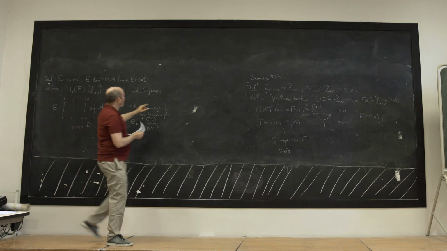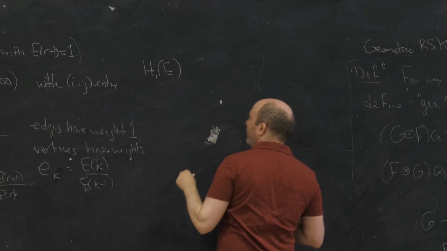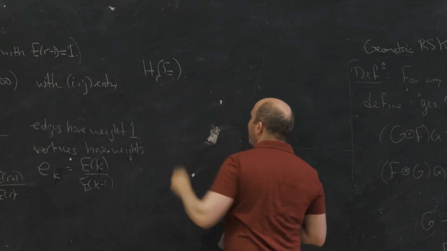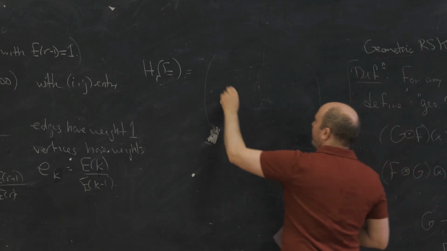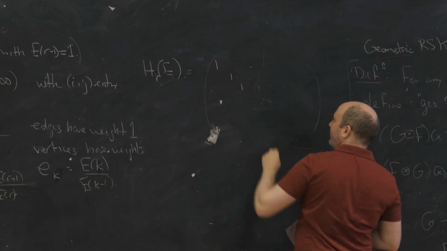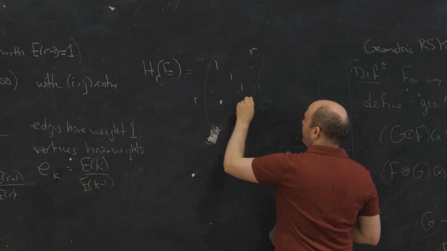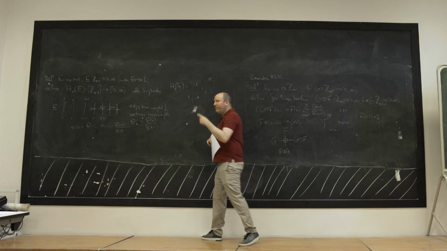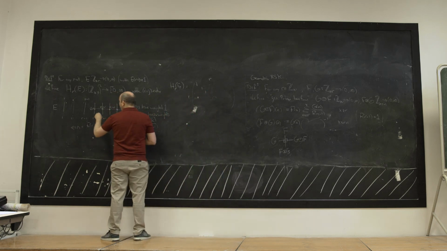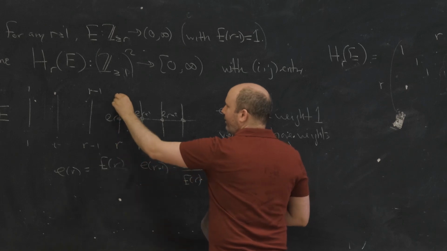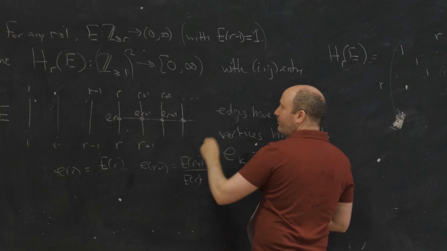So my matrix, let's write out an example, HR of E as a matrix looks like the following. It's just 1 until I get to the rth entry. Right? I can only go from I to I until I get to the rth entry, but then at the rth entry, I can go from R to R, or to R plus 1, or to R plus 2, and so on and so forth.